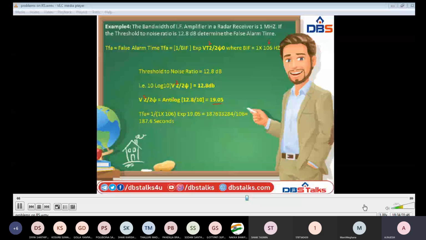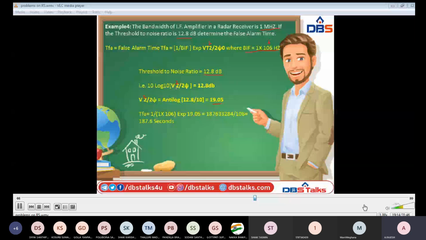So I repeat, TFA is equal to 1 by BIF into exponent of VT square by 2 psi naught. They will give you BIF value is equal to 1 into 10 to the power of 6 hertz. They have given receiver bandwidth is equal to 1 megahertz, so we need to convert it to hertz. Then threshold to noise ratio is 12.8 dB. So that means 10 log of VT square by 2 psi naught is equal to 12.8 dB.